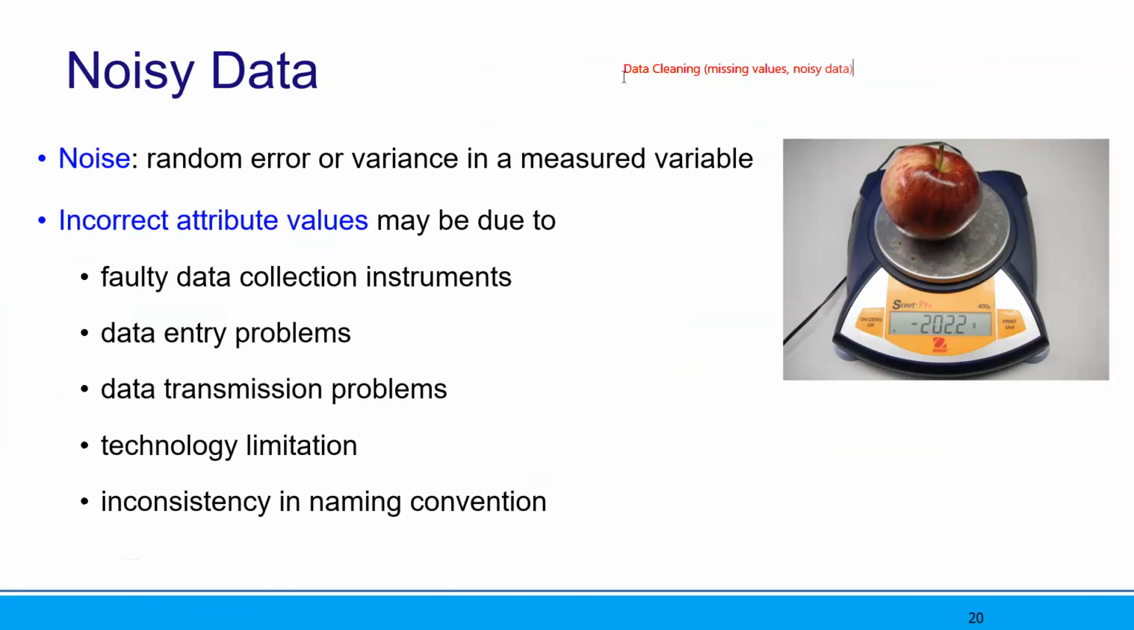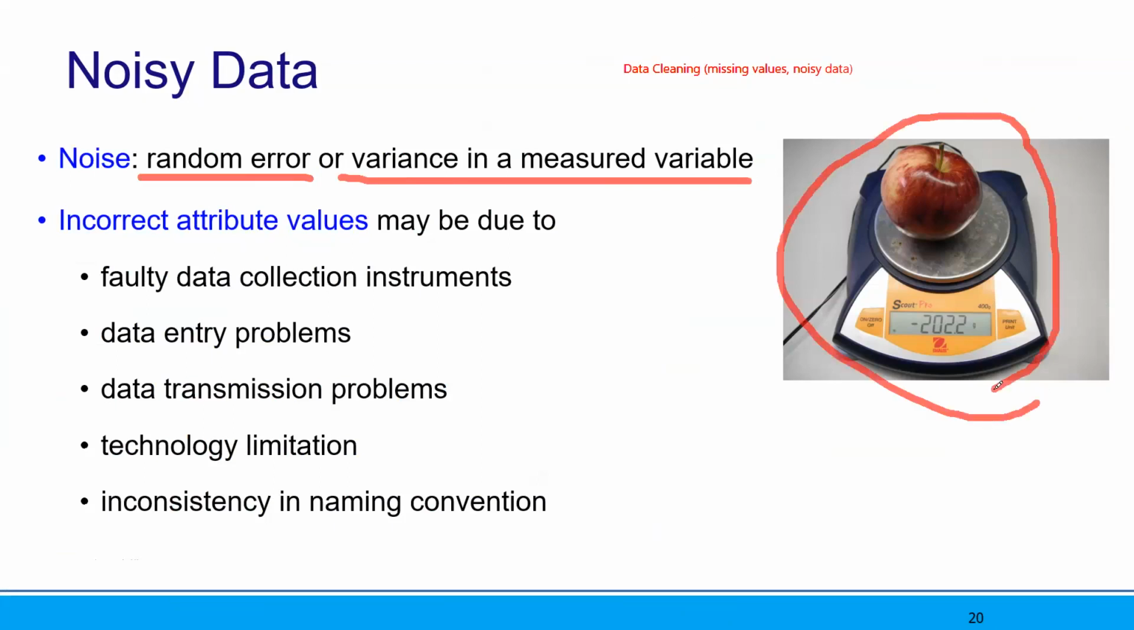Now the dirty data, we call it noisy data. It can be caused by a random error or any variance in the measured variable. For example, I want to measure the apple, but when I measure the apple in this way, it becomes minus 200 grams. Something is wrong with the tool. This is noisy data.